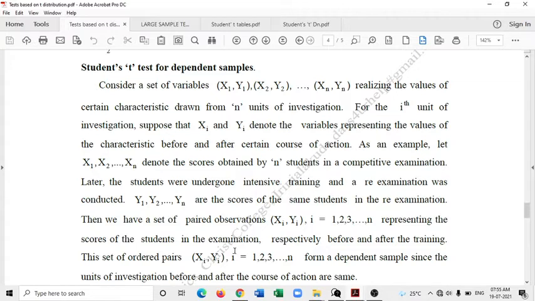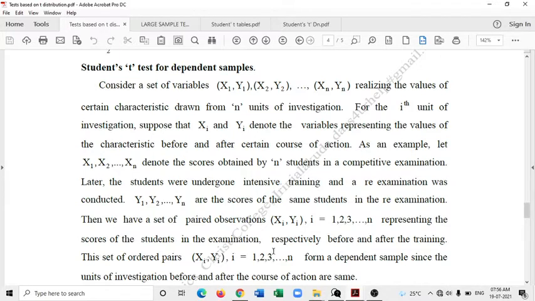So this test can be considered in the case of whether a training program was useful or not. So if you consider some n children, then x1, x2, etc., xn represent the scores obtained by these young children before they undergo a certain training program. And after the training program, we again conduct a test, and y1, y2, etc., yn represent the scores after the training program. Since the same unit was undergoing investigation in two phases, the samples are said to be dependent samples, or the observations will be in the form of pairs.